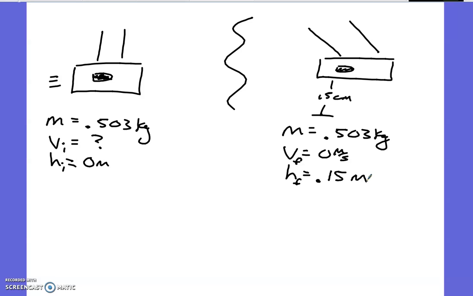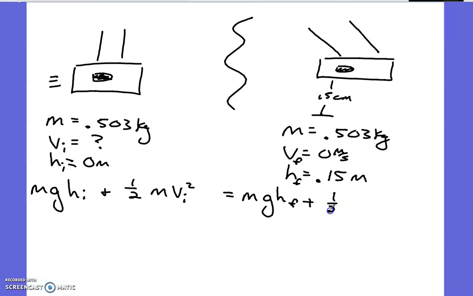And so now this is a conservation of energy, which says that the kinetic plus the potential in the beginning is equal to the kinetic plus the potential at the end. We have our potential energy, which is m times g times h, and our kinetic energy, which is 1/2 m v squared, in the beginning, equal to the potential, m times g times h, at the end, plus 1/2 m times v squared at the end.